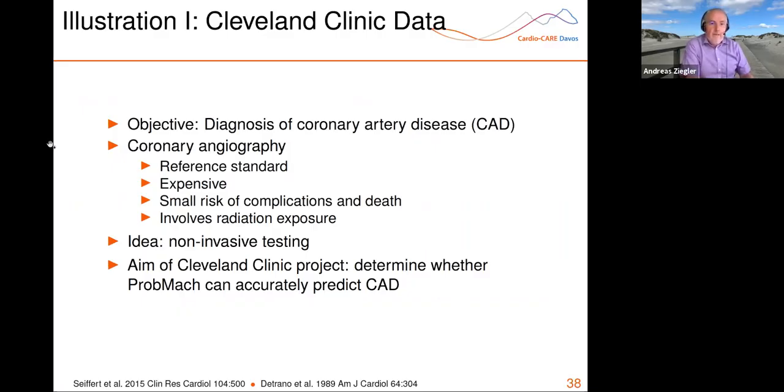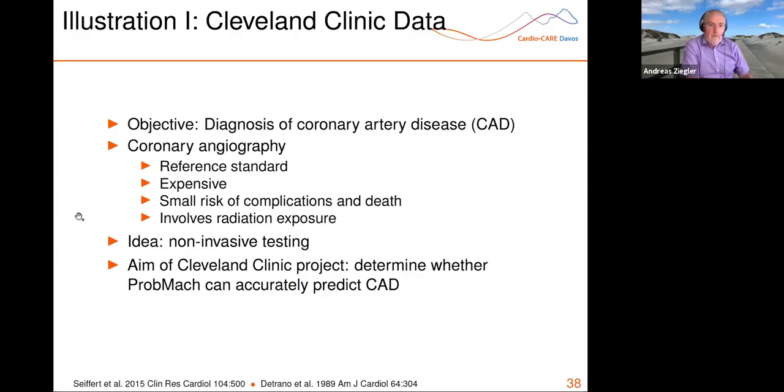It's the Cleveland Clinic data. The idea here is to diagnose coronary artery disease. The standard approach to do that diagnosis is by doing a coronary angiography. This is clearly the reference standard, but it's expensive. It has a small risk of complications and even death. And of course, it involves radiation exposure, but of course, it is the reference standard.